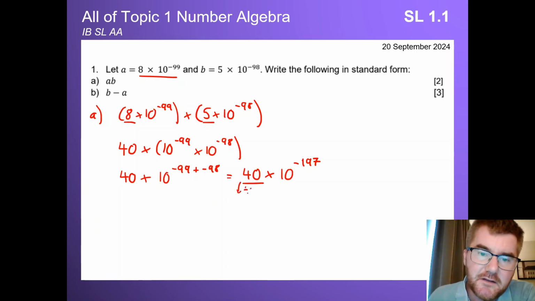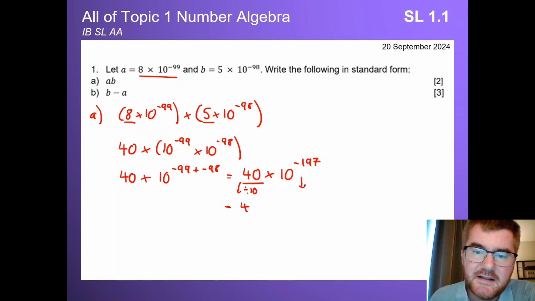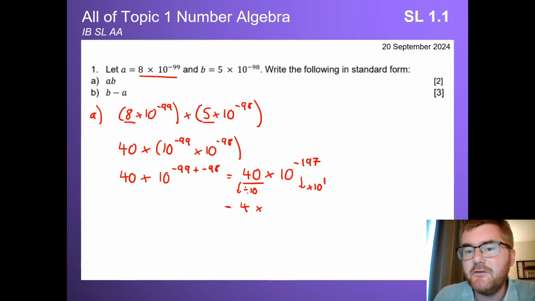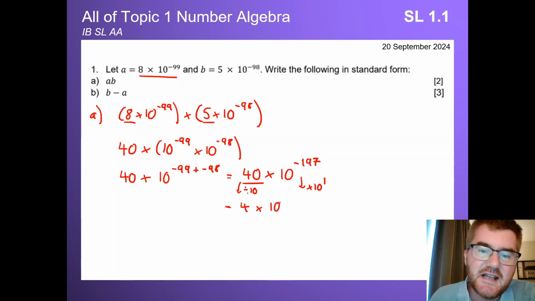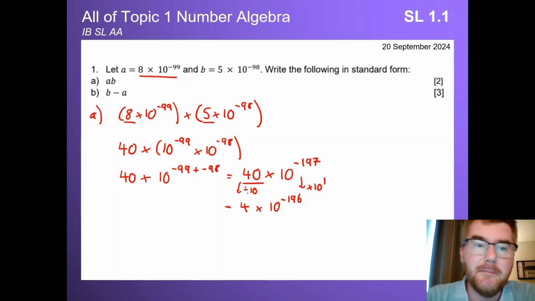Well, we can divide through by 10. So that is equal to 4. But whatever we do to one side, we need to do to the other to make sure it's the same number. So we need to multiply this by 10 to the power of 1. If we do that, then we're going to get minus 197 plus 1, and that gives us 10 to the power of minus 196. So do watch out for that. That's the kind of little tricky question they could definitely put in an IB exam.